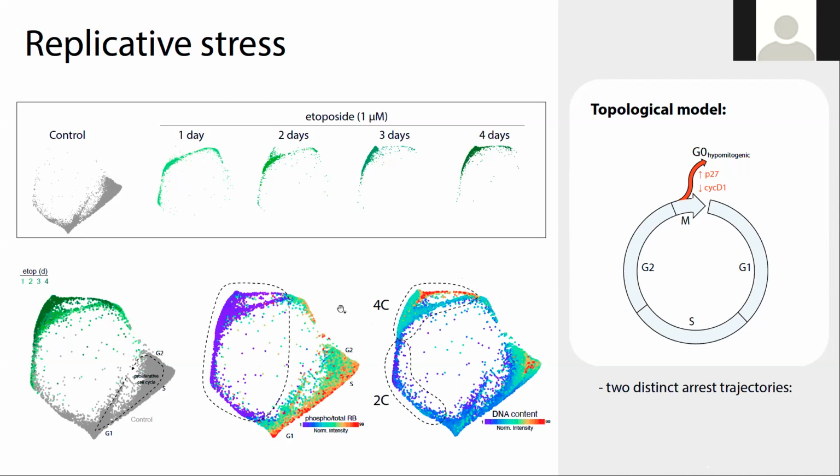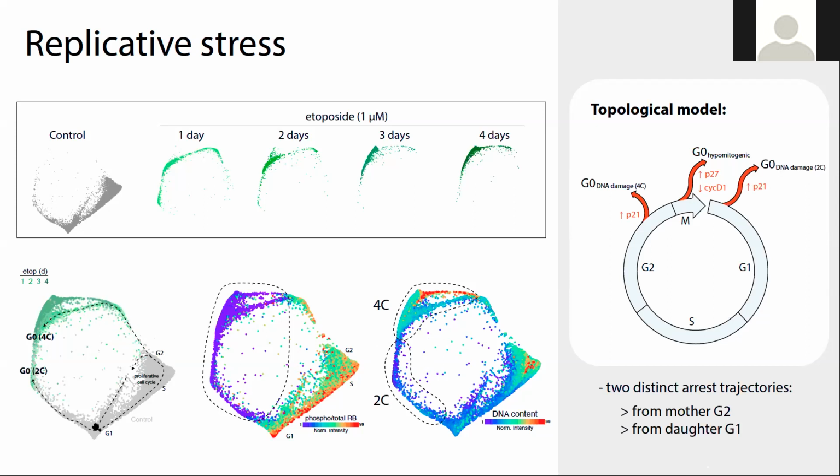Furthermore, we see no evidence that mitosis is actually occurring between these two populations, indicating that in response to replicative stress in S phase, cells can exit the cell cycle along two distinct arrest trajectories. Either here in G2 immediately following the acquisition of DNA damage, or here after mitosis and in the subsequent G1 phase of daughter cells.